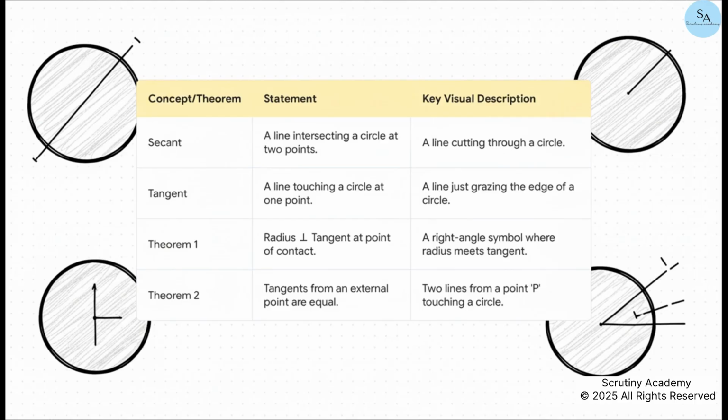A secant cuts through at 2 points, a tangent just touches at 1 point, Theorem 1 says the radius and tangent meet at 90 degrees, and Theorem 2 says the two tangents from an outside point are equal. I would highly recommend you pause right here and take a screenshot. This is your cheat sheet for the entire chapter.